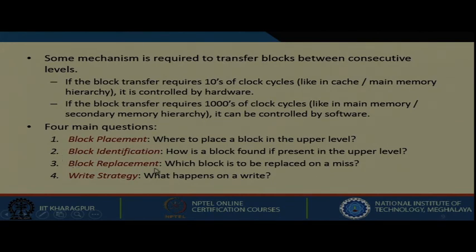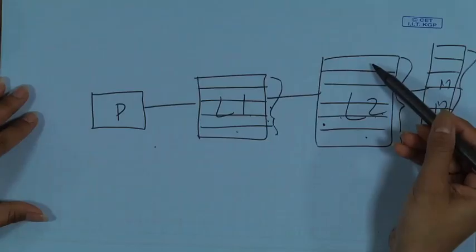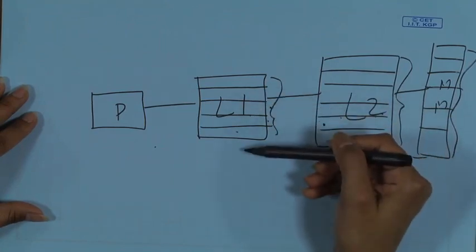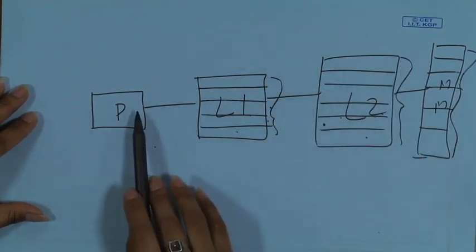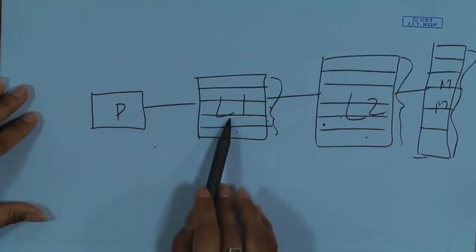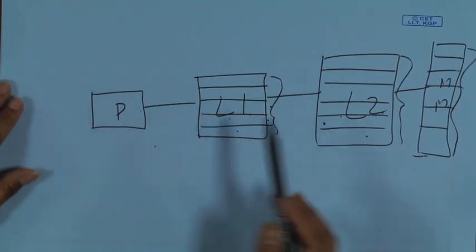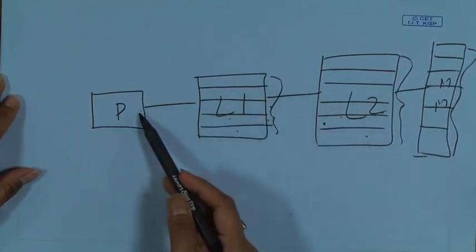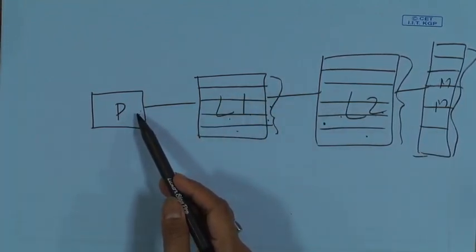Similarly, block replacement. Which block is to be replaced on a miss? What do you mean by that? Now you see, in this particular diagram, here we have more blocks, here we have fewer blocks, and we are saying that every time the processor accesses the L1 cache, it will be the fastest. So all the programs or data are brought into L1 cache and then it is given to the processor.